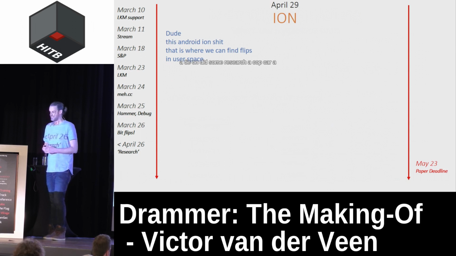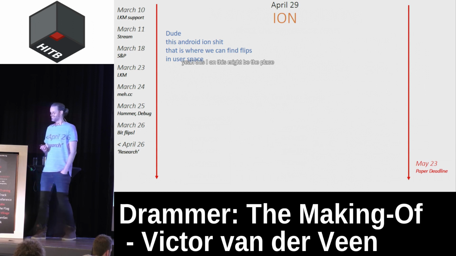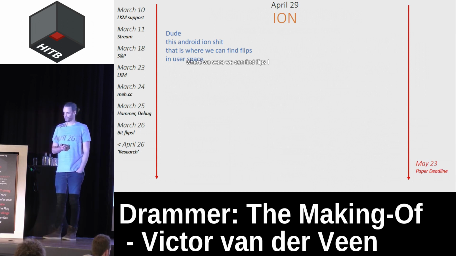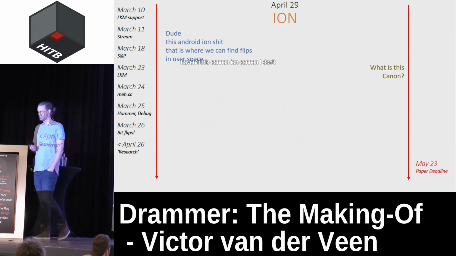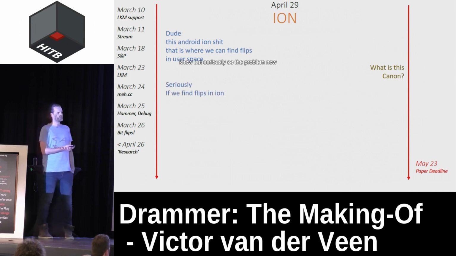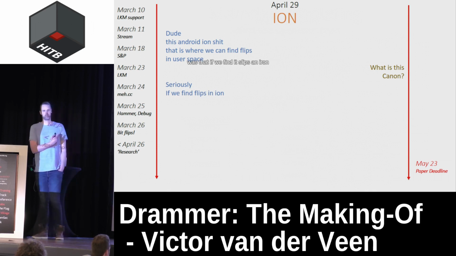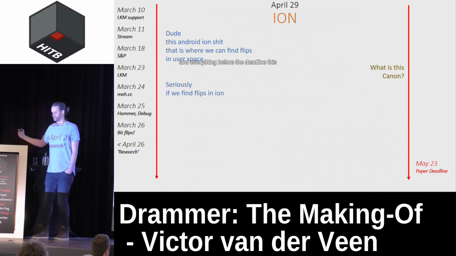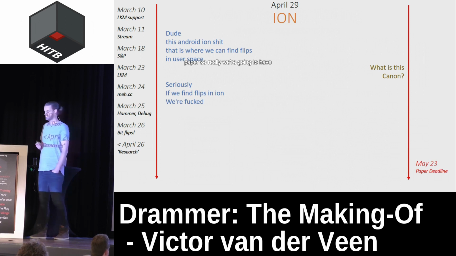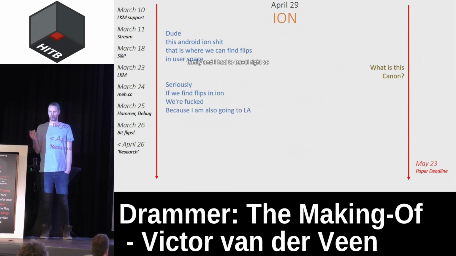So I looked at Ion, did some research. I told Kaveh, yeah, this Ion might be the place where we can find flips. Ion, what's this? Canon? Ion Canon? I don't know. But seriously, the problem now was that if we find bit flips in Ion, we still have a lot of work to do, because we also wanted to do an exploit and everything before the deadline of this paper. We were really going to have an issue, because I was also there with the family and I had to travel, right?